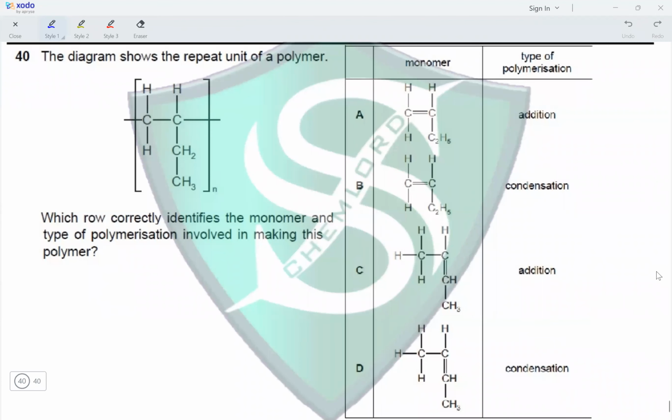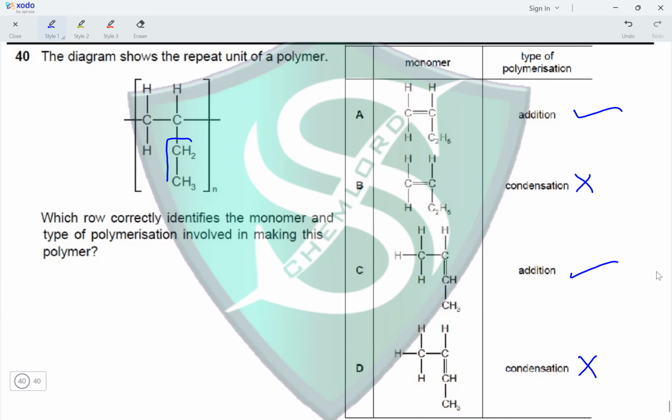Question 40. The diagram shows the repeat unit of a polymer. So this diagram actually shows that it is an addition polymer and not a condensation polymer. So options A and C have addition polymerization present. B and D have been eliminated due to the presence of condensation polymerization. Now, which row correctly identifies the monomer and the type of polymerization involved?